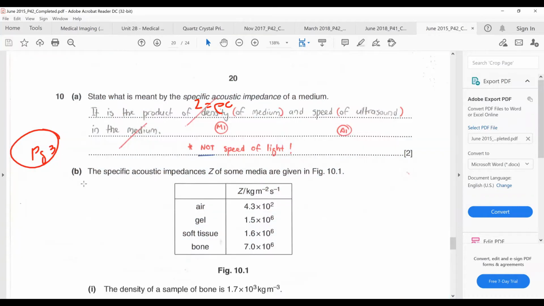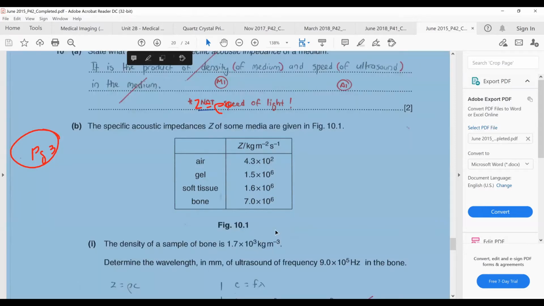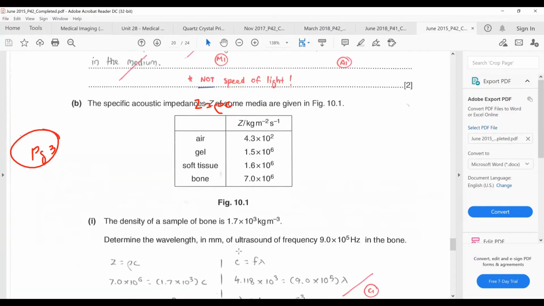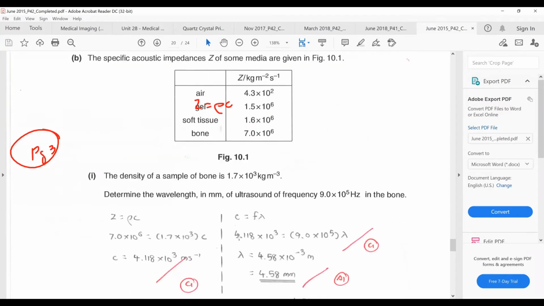Now for part B, the specific acoustic impedances Z of some media are given here. Right, air, gel, soft tissue, bone. The density of a sample of bone is 1.7 times 10 power 3 kg per meter cube. Determine the wavelength in millimeter of ultrasound of frequency 9 times 10 power 5 hertz in the bone. They want you to find out what is the wavelength of the ultrasound given that you have this frequency.